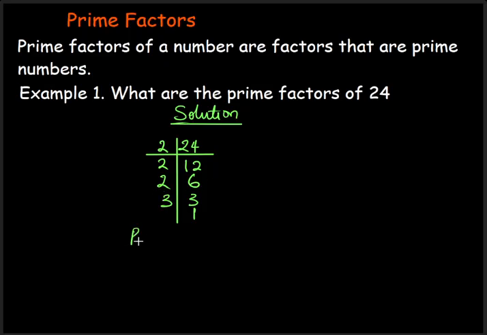So what are the prime factors? Now we have 2, 2, 2, 3. So the 2s are just repeating. The prime factors of 24 are 2 and 3. So 24 has only two prime factors, which are 2 and 3.